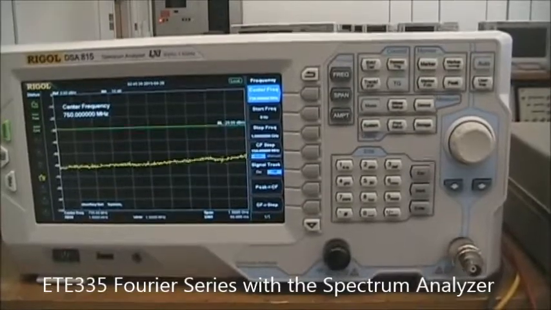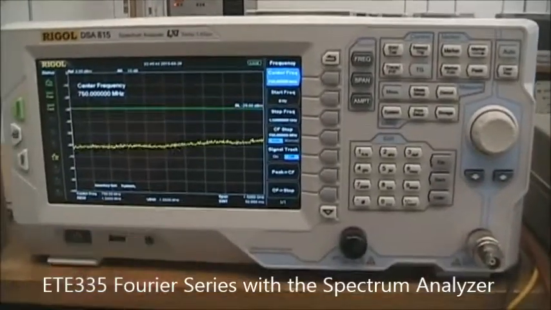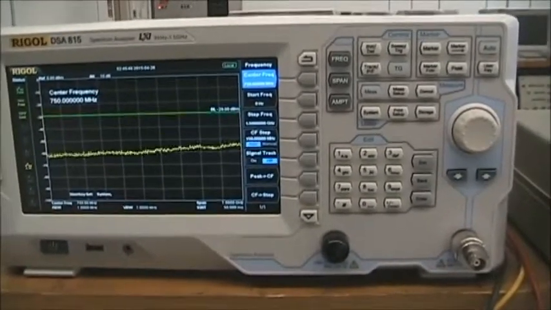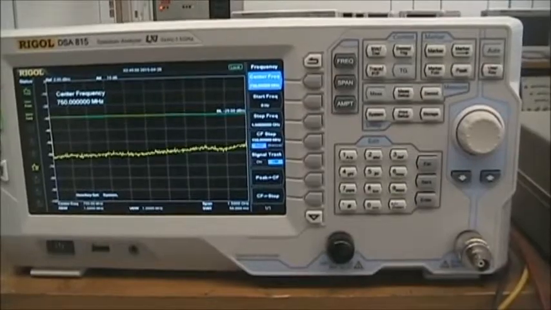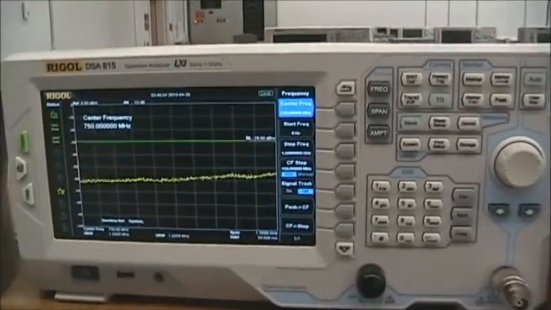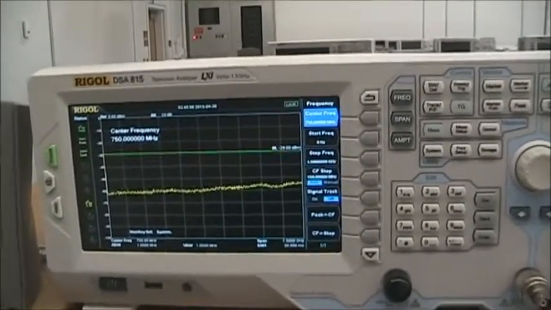This week's laboratory is all about Fourier series measurements with the spectrum analyzer. The key book material is Table 3-1, Fourier series signals, which details the calculations associated with the Fourier series for periodic or repeating waveforms.